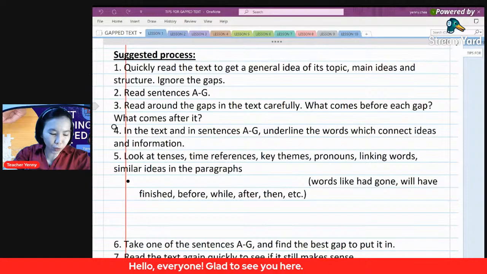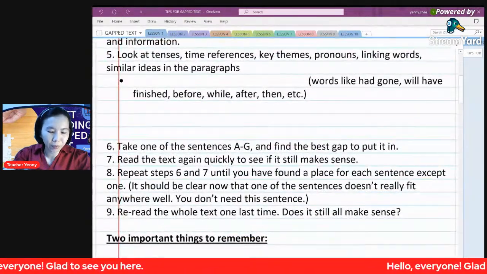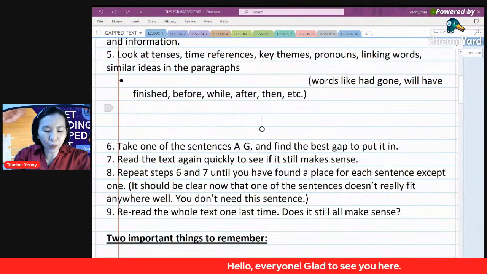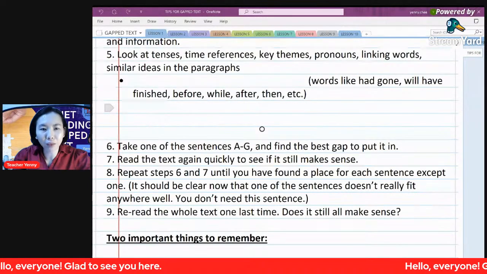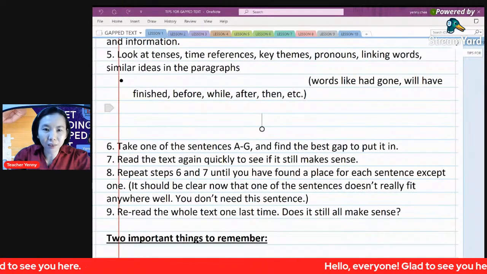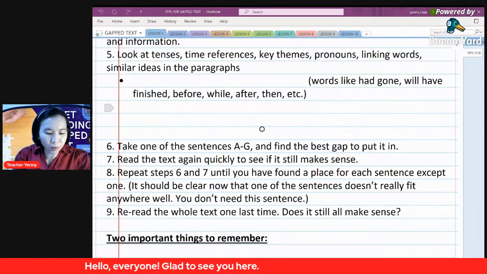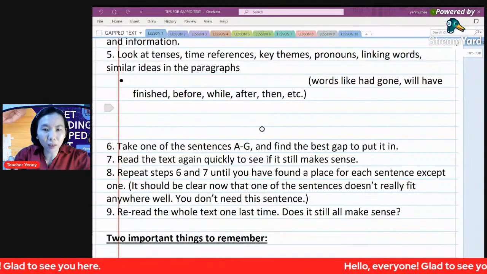Next, what do you need to do? Next step. Take note of one of the sentences A to G and find the best gap to put it in. So now you need to pick the best gap and put it in. Fill in the blanks. So number 7, read the text again quickly to see if it makes sense. If it makes sense, then that's okay.